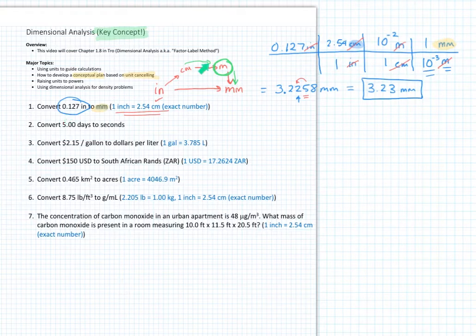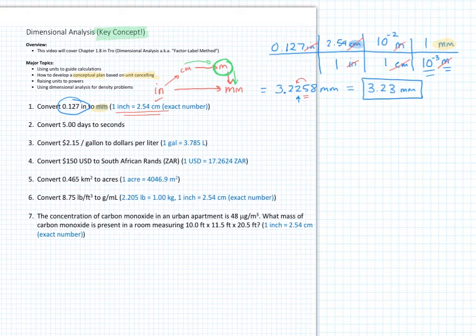We start with a number, we start with some initial piece of information. If you want to do this railroad track method, this is a fine way to do it. We're going to cross off the units as we go, so I know I need inches in the bottom, and I'm going to find a conversion factor which allows me to cross off those units, and then I'm left with one set of units at the end. My last step is to find the number of significant figures. All right, let's take a look at the next one. Convert 5 days to seconds.